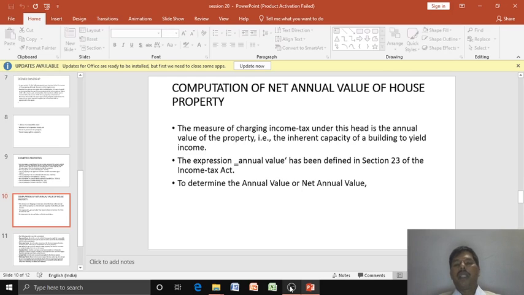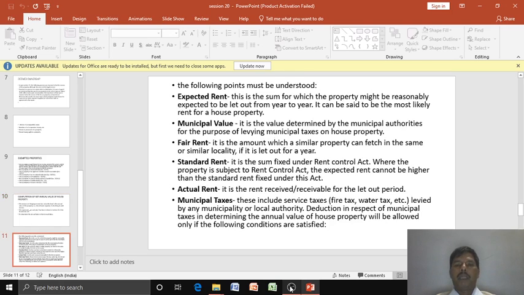Next, computation of net annual value of house property and how to compute the net taxable amount from house property. The measure of charging income tax under this head is the annual value of the property, which is the inherent capacity of the building to yield income. The expression annual value has been defined under section 23 of the Income Tax Act. To determine the annual value of the house property, or net annual value, the following points must be understood.